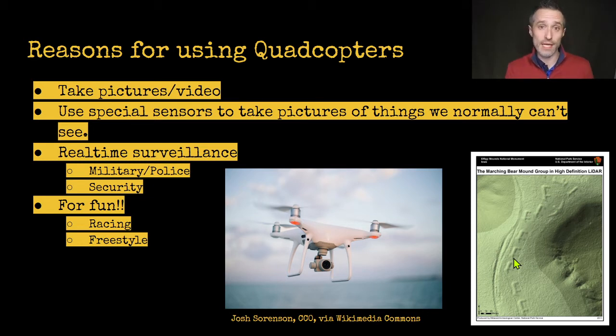We also use it for real-time surveillance. If there are riots or protests or a large event going on, the police might use it. They'll fly it around, make sure everyone's okay. Maybe they'll fly it closer to the crowd at an angle where they can see a little bit better. And they can also record videos in case someone is breaking the law. Then they can collect that evidence to make sure that person gets in trouble for breaking the law.